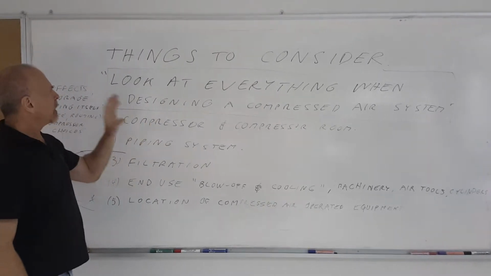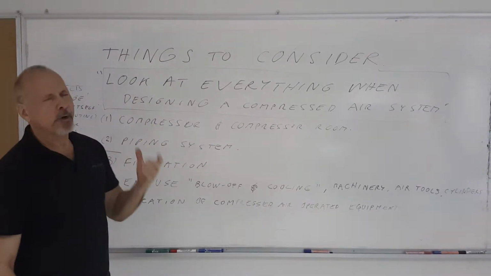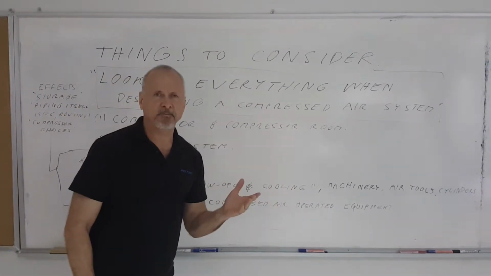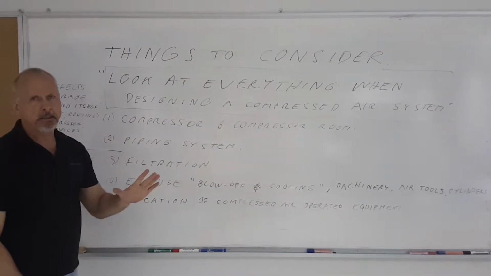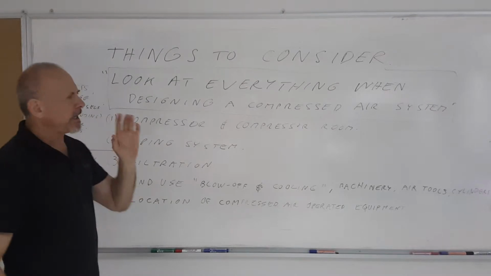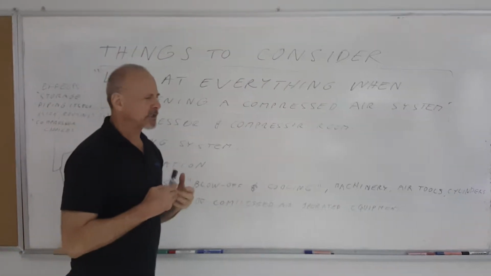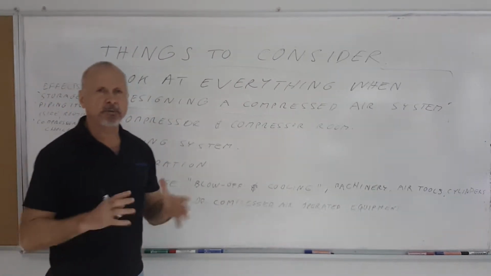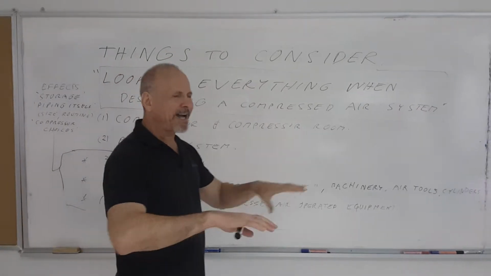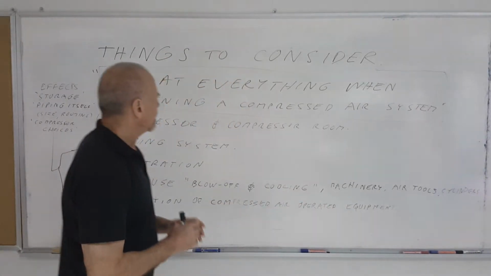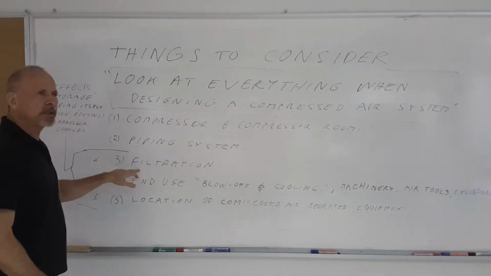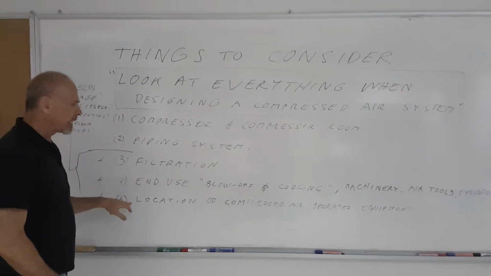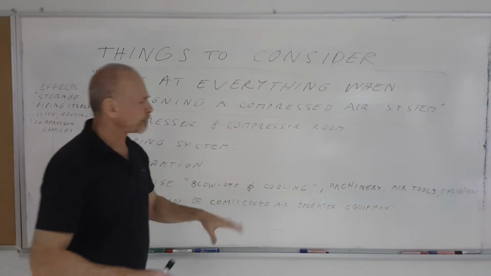When you are going to design a compressed air system from scratch, you have to look at everything. And what I mean by everything is that it's not just looking at the compressor in the compressor room, it's not just the piping layout, but it's everything that's involved in the system, which also includes filtration, the end use, and the location of all the end use equipment.